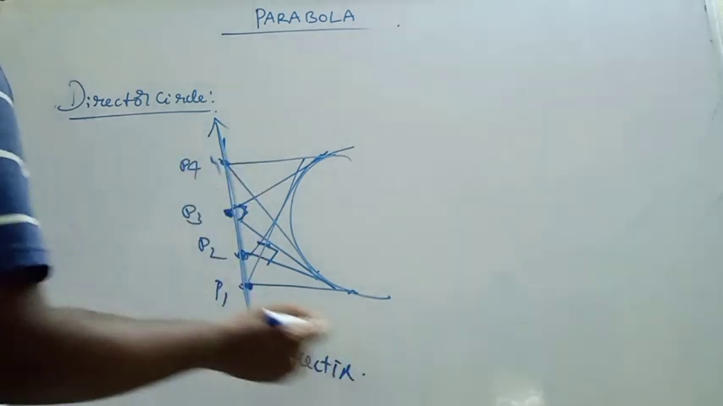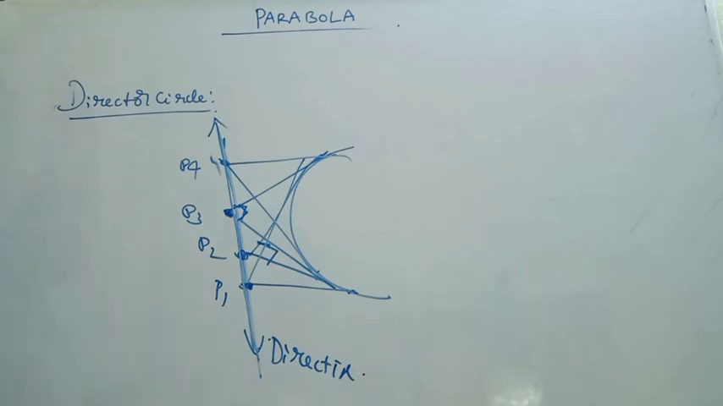Therefore, once again, the definition of the director circle is the locus of the point of intersection of the perpendicular tangents to a conic. Here in this case, the director circle of this parabola is the line directrix itself.